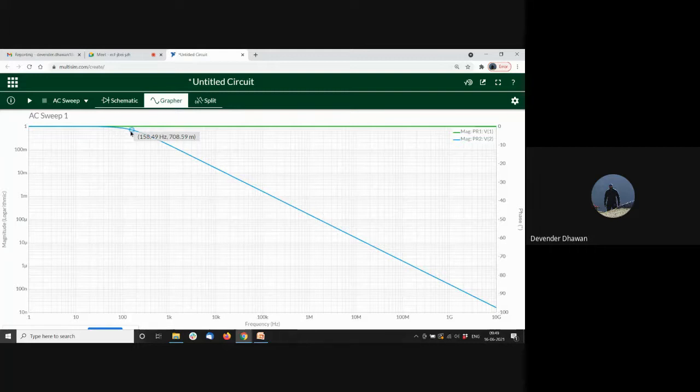Okay, so is it okay? You can see that the amplitude here is 708.59 millivolt, which is roughly, we can say, 0.7 volt. Our original input was 1 volt, and this is 0.7 volt, which is 70% of the original signal. So here we can see, okay, this is the cutoff value. Is it understandable, or are there any queries?